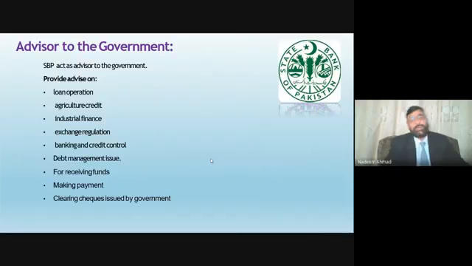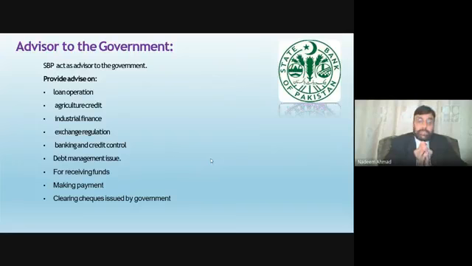Advisor to the government: what sort of functions can the State Bank perform as an advisor to the government? It provides advice on loan operations, agricultural credit, industrial finance, exchange regulations, banking and credit control, how it can be controlled or issued throughout the country, debt management issues, all the issues related with debts and loans and stuff like that. So these would be the functions of the central bank. For receiving funds, same as I just told you, if IMF is providing you the funds, who is responsible for that? State Bank.